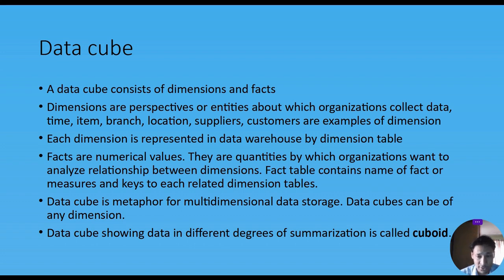Data cube showing data in different degrees of summarization is called cuboid. We can generate a data cube based on 1 dimension, like only on the basis of time, or we may consider data cube generation using time, location, product, customer. 4 different dimensions we are using. That means data can be shown in different degrees of summarization. What are the dimensions we are considering? And in case of the dimension, there may be other attributes on the basis of which we can generate different summaries, aggregate tables. So it is necessary to understand that data cube can be generated on different degrees of summarization.